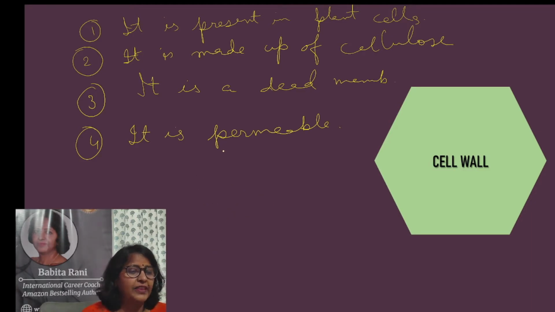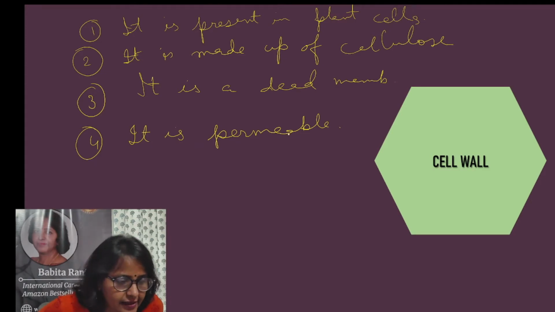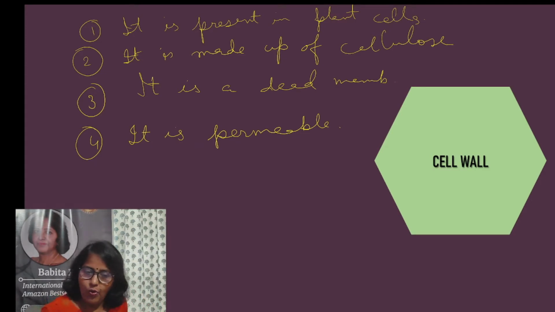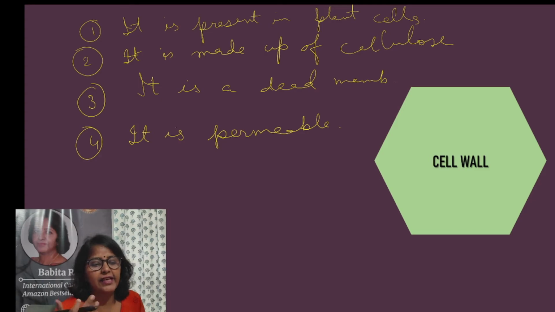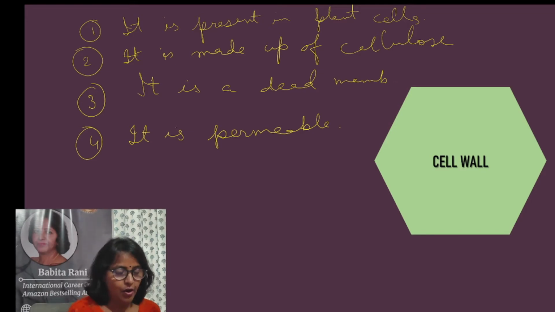So, it is present in plant cells. It is made up of cellulose. It is a dead membrane. It is made up of dead cells and it is permeable. Now, what is the significance of cell wall in plant cell? As I told you, why is cell wall present only in plant cell? Why is it not present in animal cell?